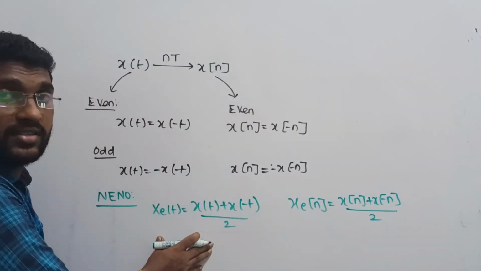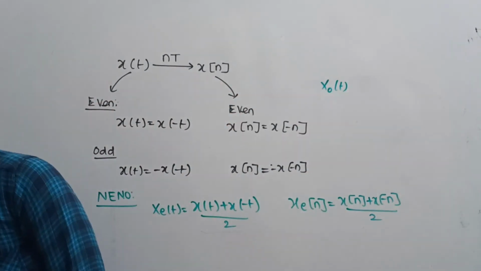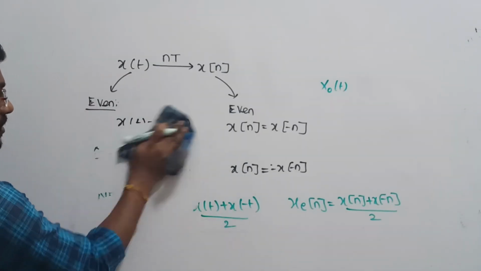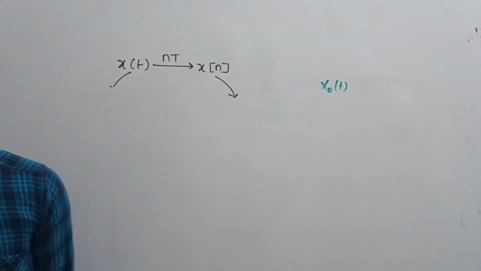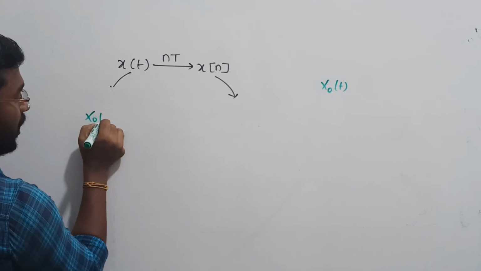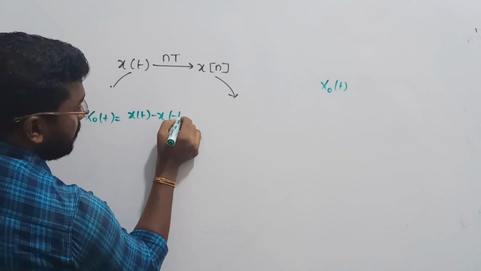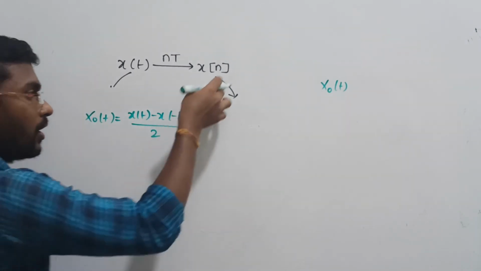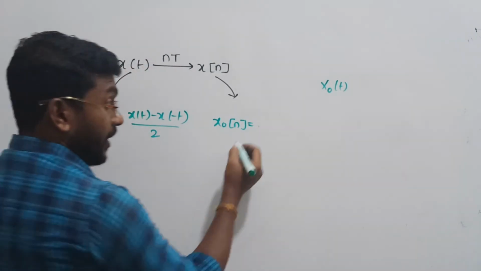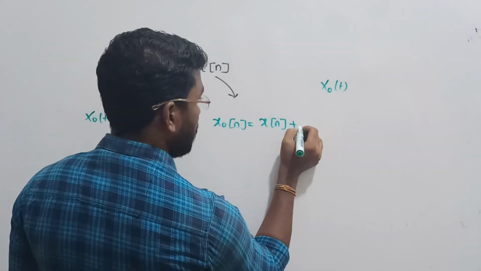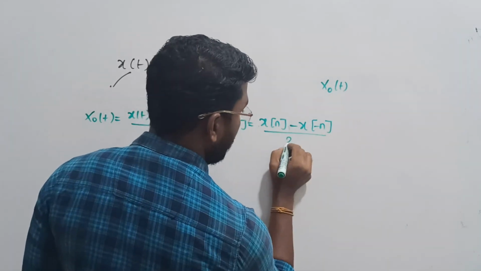Similarly, how will you write the odd part of the signal? In the continuous time domain, the odd part of the signal can be written as x of t minus x of minus t divided by 2. Similarly, in the discrete domain, the same thing, but written in terms of n. So it can be written as x of n minus x of minus n, whole divided by 2.